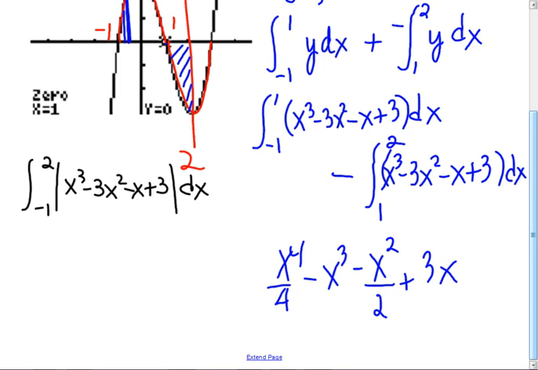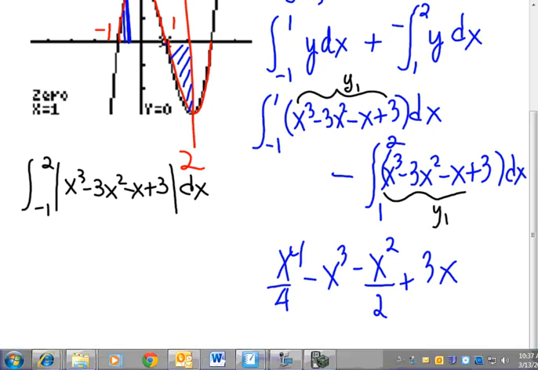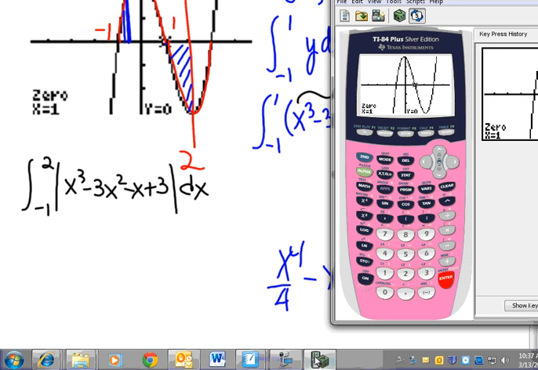Should we try that? You can, but guess what? I already have this in y1, don't I? Jimmy, you have a question? And there's y1. Well, let's see if it's right. Here's a calculator. It doesn't take very long. Anybody need a calculator? I got a whole bunch of extras.